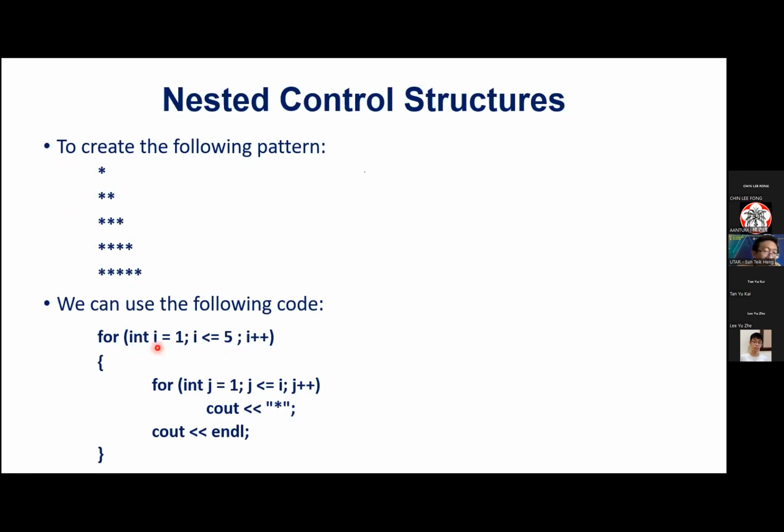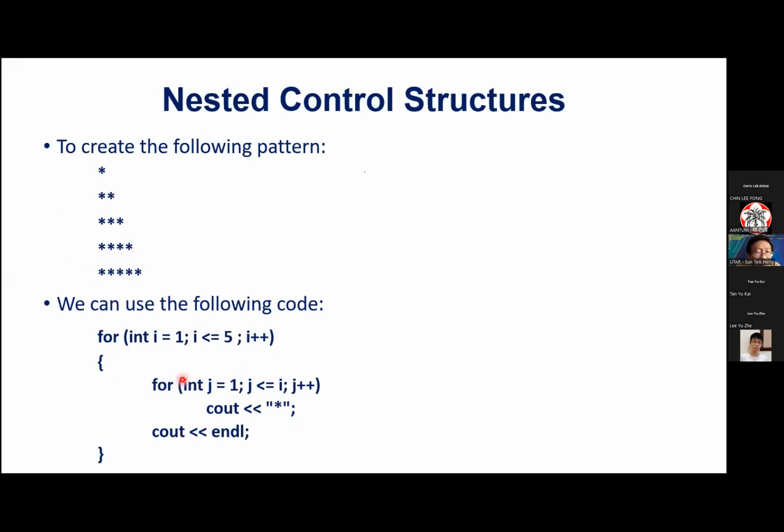Starting from the integer I equal to 1, I is less than or equal to 5, it will go into the body of the for loop and execute the statements inside. After that, it will update the value of I by 1. So this for loop will loop for 5 times. Therefore, you have 5 lines. But if you observe carefully, the first line has 1 star, the second line has 2 stars, the third line has 3 stars, and so on. The fourth line has 4 stars, and the fifth line has 5 stars.